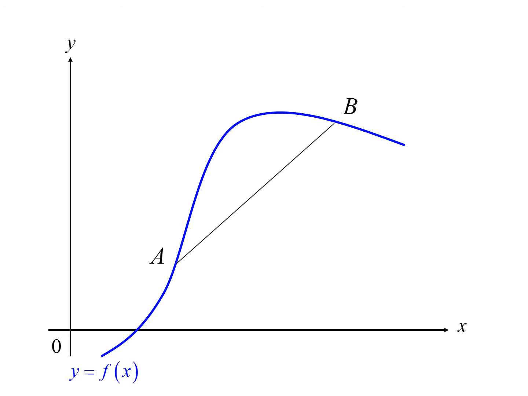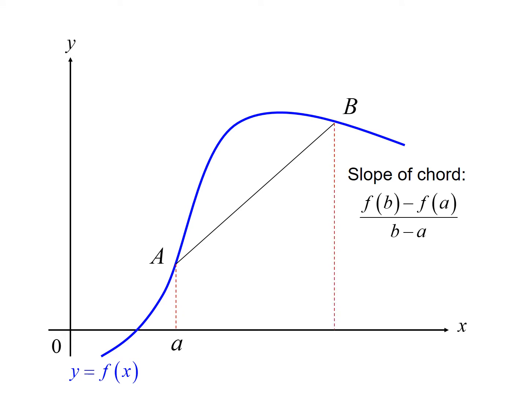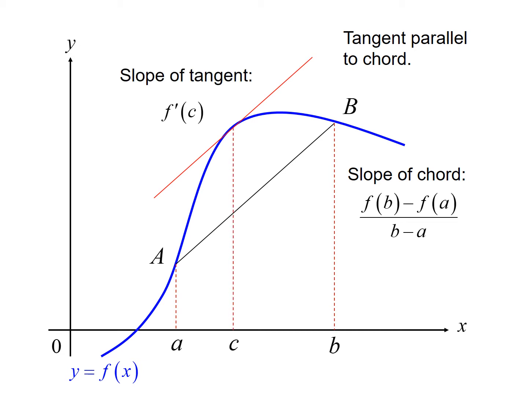So here we have some function going from a to b. Somewhere between a and b, there has to be a point on that curve where the tangent line has the same slope. And so somewhere right about there, the tangent is parallel to that chord. So there is some c between a and b where f prime of c is equal to the slope of the line connecting a and b.